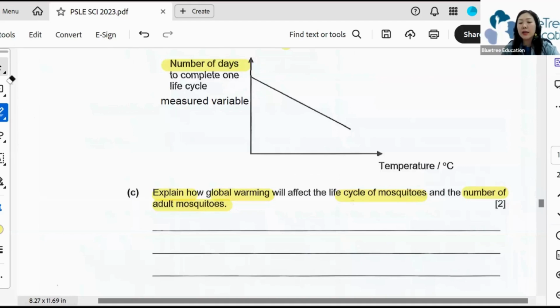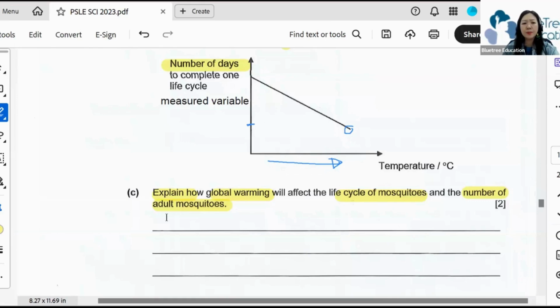So analyzing the diagram well is an important skill. Yes, the temperature is actually this way, okay, increasing this way. So you realize that when the temperature is very high, what do you notice? Yes, the number of days to complete the life cycle actually decreases. Okay, so this is also to test you on your graph reading skill. Okay, so I hope you have already taken down the notes.